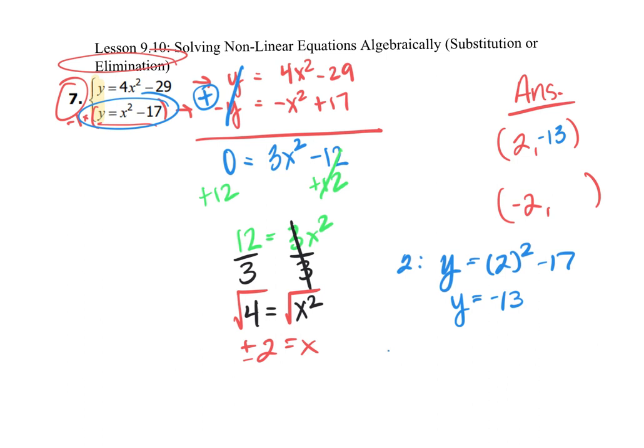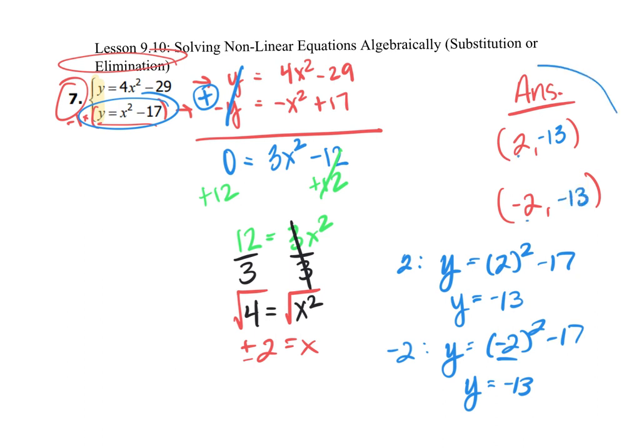And then I'm going to plug in -2 to my x's. So we're going to say y is equal to (-2) squared minus 17. But this also is going to equal +4, right? -2 times -2. So we get y equals -13. But these are two different answers because our x's, one's positive and one's negative. So two solutions on that one.